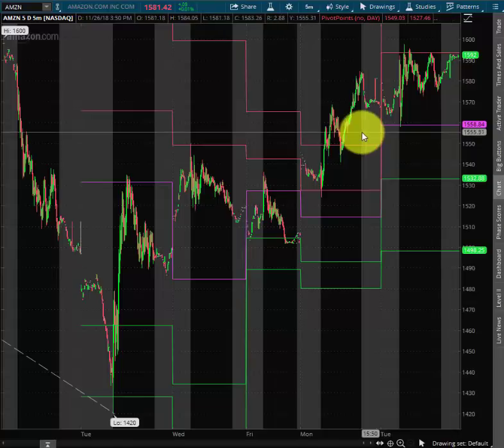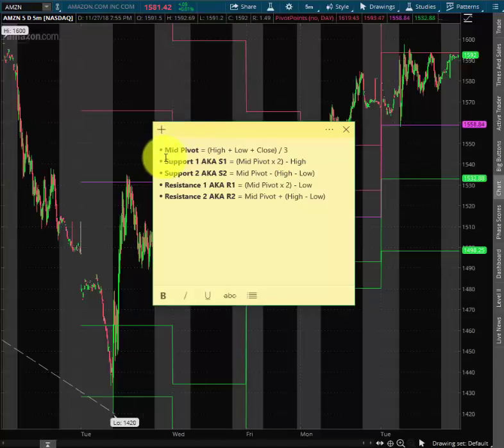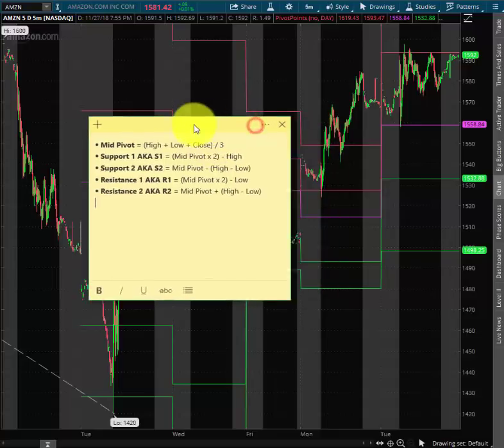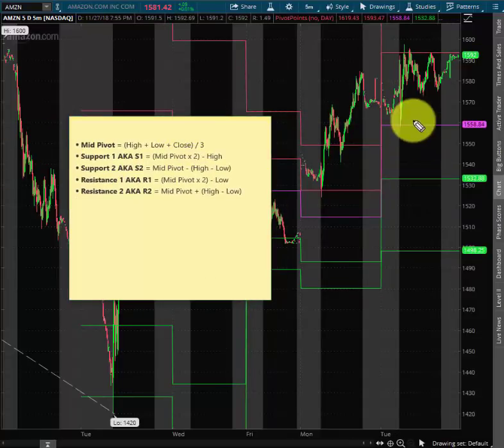The math looks complicated, but I'm just going to pull this up on the screen very quickly. This is just a little sticky note that I made for anybody that wants to pause the video and type this up or save it. This is how pivot points are calculated. So as you can see, really what they're taking into account is the high, low, and the close. So to give you an idea, this purple line, this mid pivot here, is just using the prior day's high, right, plus the low, plus the close, divided by 3 to get an average price. And that's how it narrows down the mid pivot.